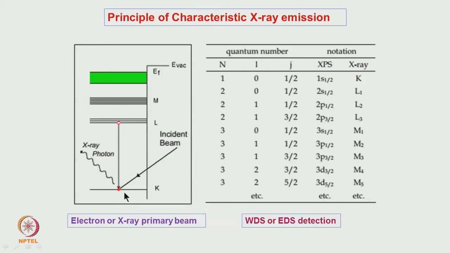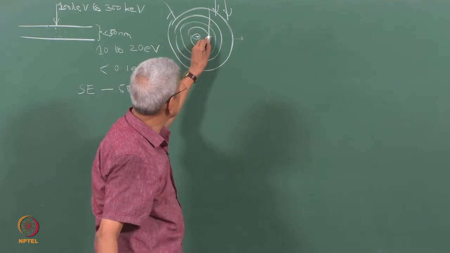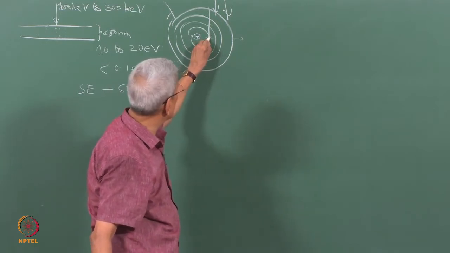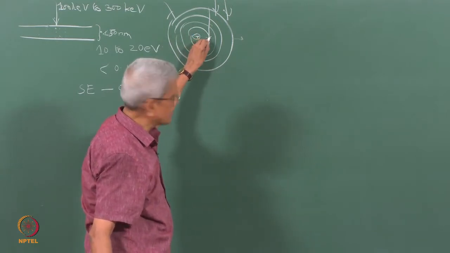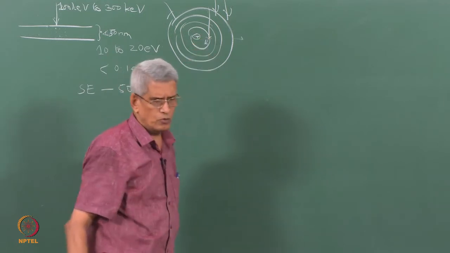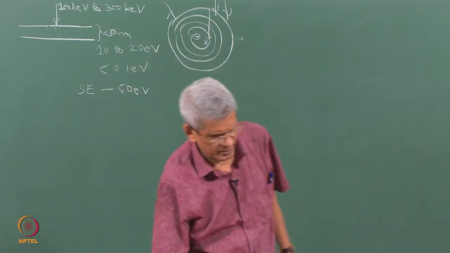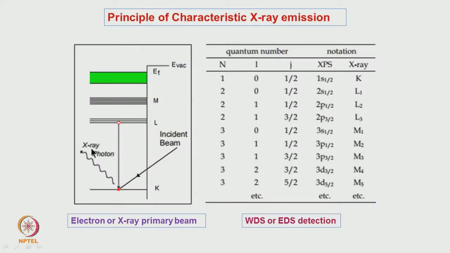When an electron with this energy is knocked out, the atom is now in an excited state. To come to the ground state, that energy is what essentially is being returned. This could be done by an X-ray photon, or the incident beam itself could be an X-ray photon, or it could be an electron. In this particular case, we are considering the electron.